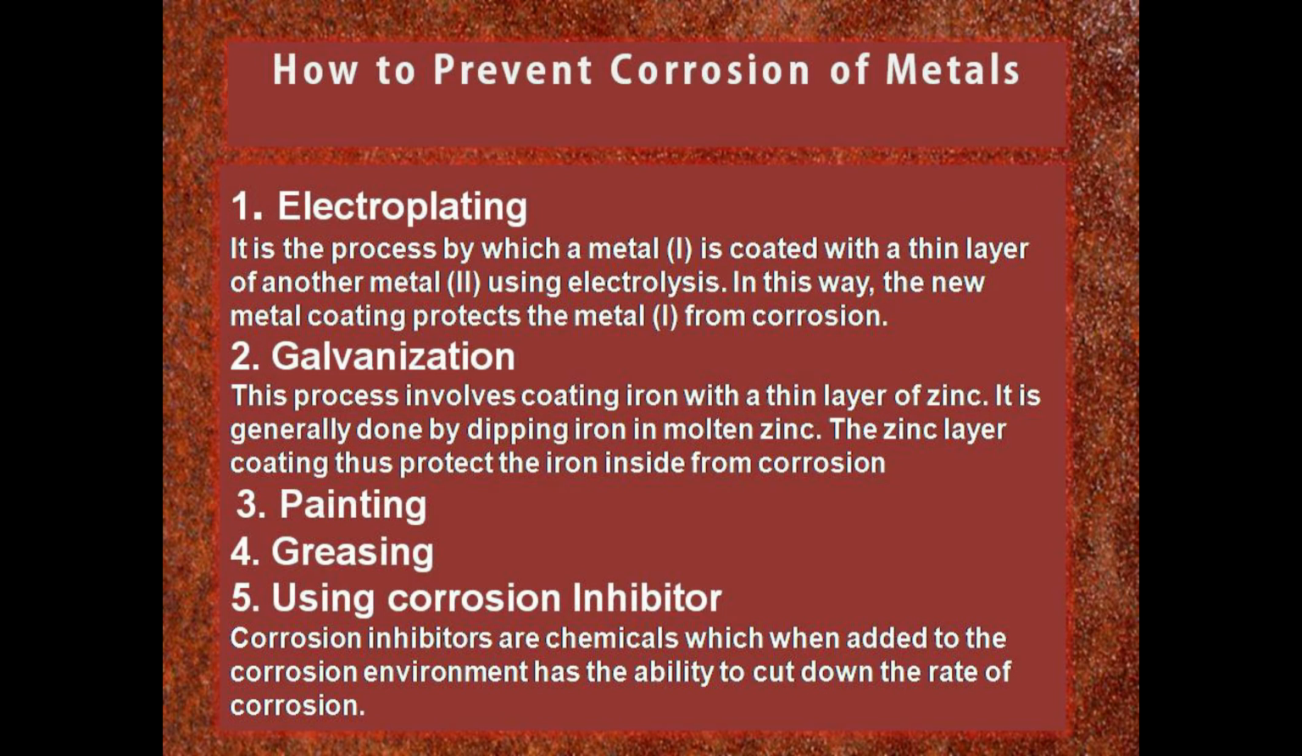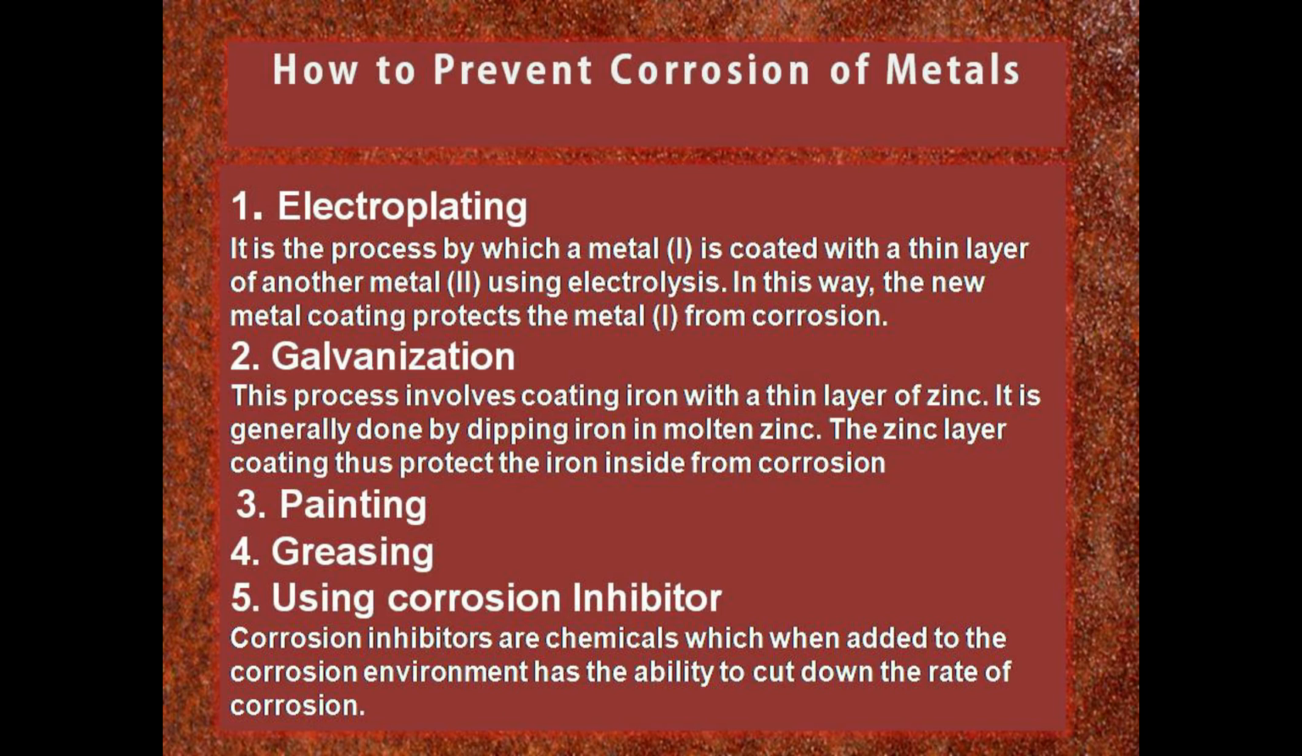Now, how to prevent metals from corrosion? First of all, electroplating. Electroplating can be done with any metal that is more or less reactive than the metal which is to be protected, so that the layer of that metal will be corroded and your desirable metal will be left undisturbed. Now, galvanization. What is galvanization? A layer of zinc put on iron is known as galvanization. This is also a method to prevent corrosion.